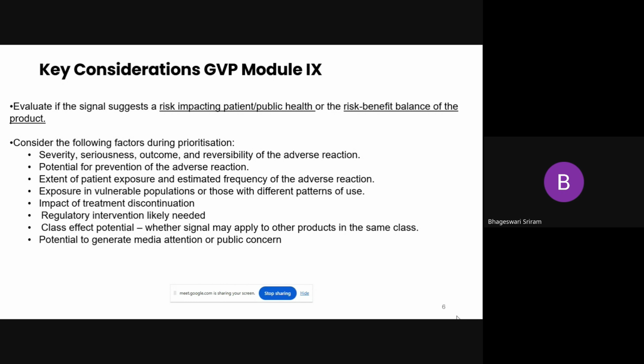So if you have to summarize, we are looking at high seriousness, media attention, and elderly vulnerabilities; the signal has to be prioritized. So if we have to sum up our GVP Module IX considerations, that would be it in a nutshell.